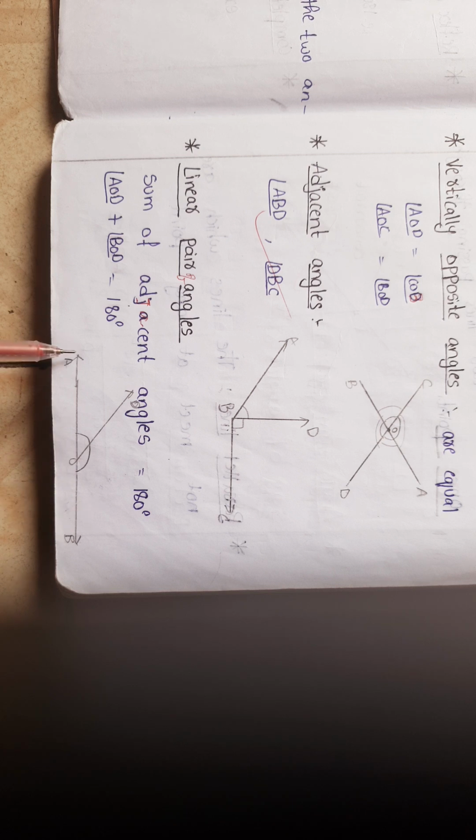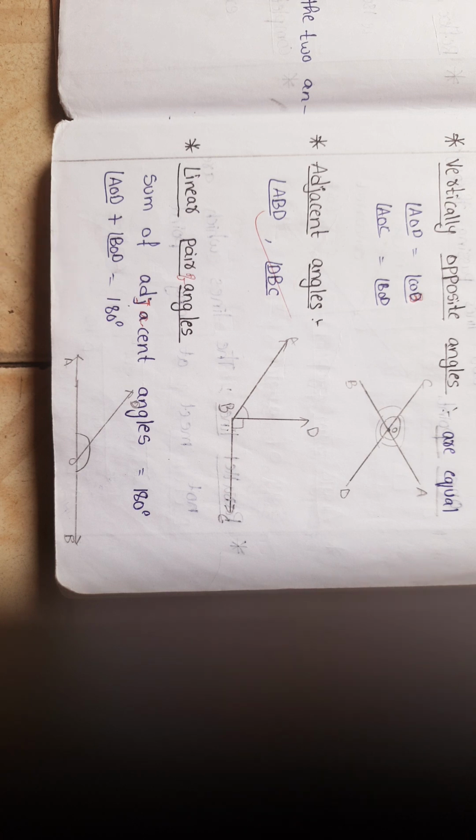That means AOD plus BOD value is 180 degrees. This is a linear pair of angles. Of course, the sum of the two angles gives a straight angle. Previously, we have learnt the angle sum property of conjugate angles, supplementary angles, and straight angles. You need to understand the concepts of supplementary angles, straight angles, and linear angles.